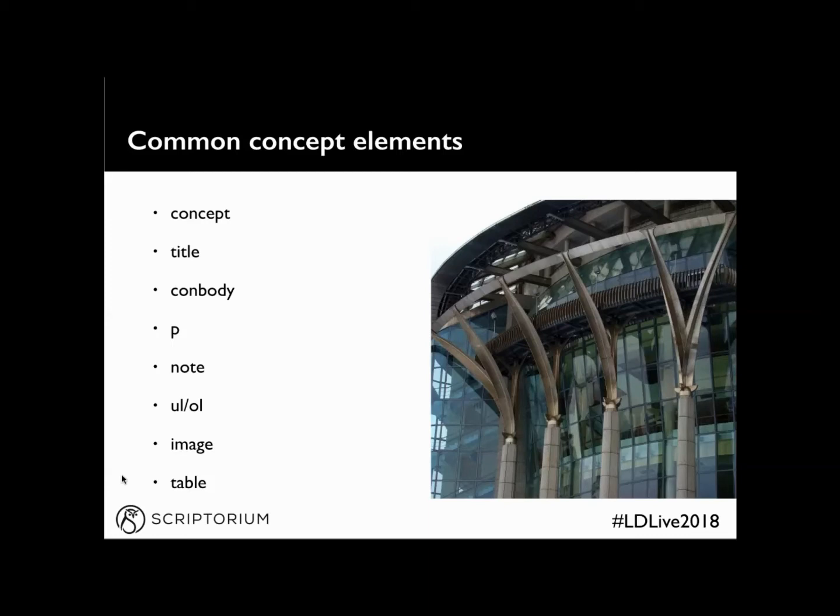Some of the common elements that you'll find inside of a conbody are p for paragraph, note for notes. You may have some list elements such as ul for unordered or bulleted lists, and ol for ordered or numbered lists. And you can also have images and tables.